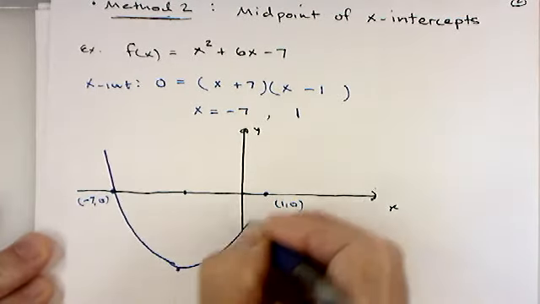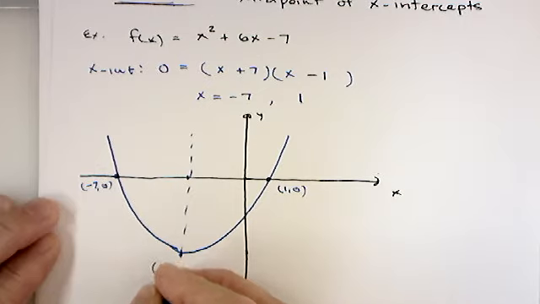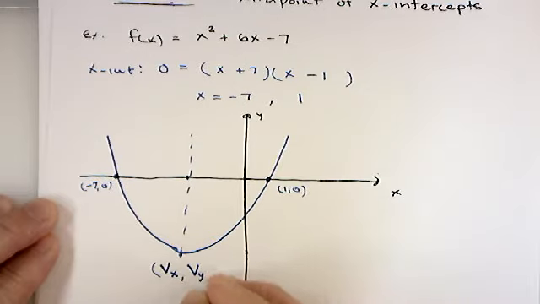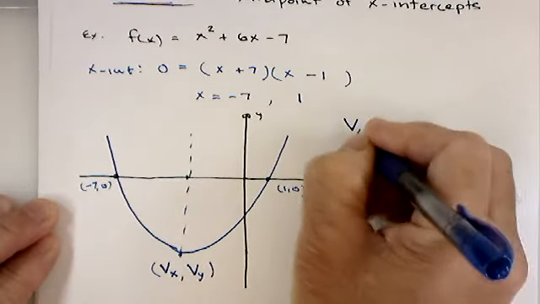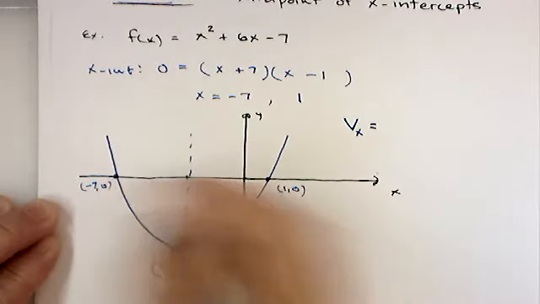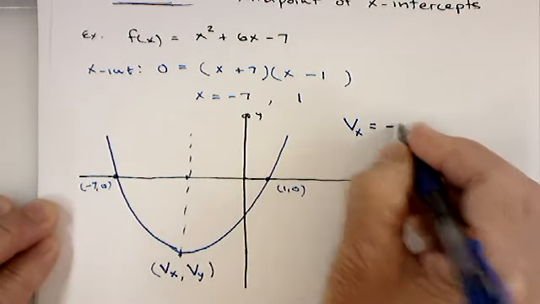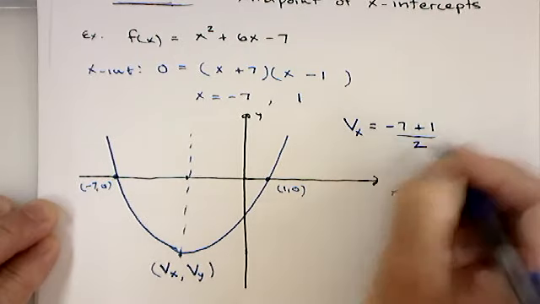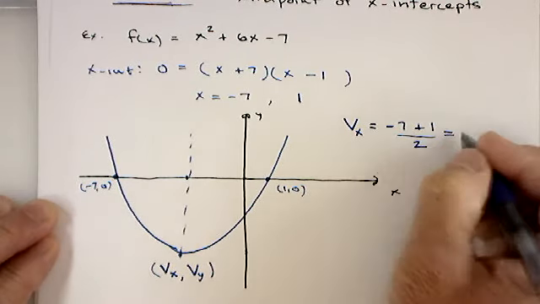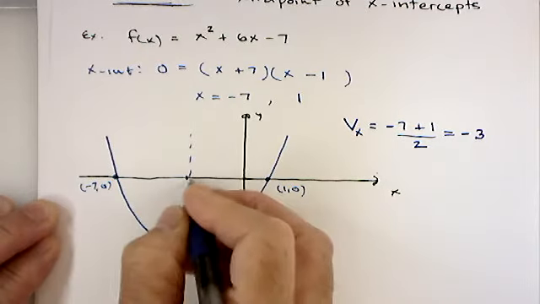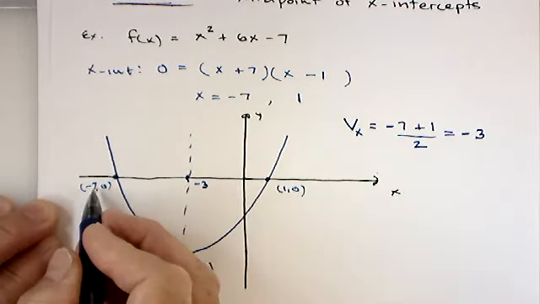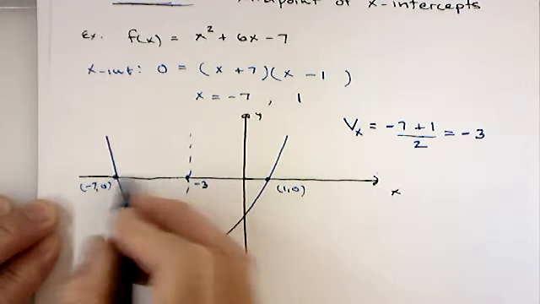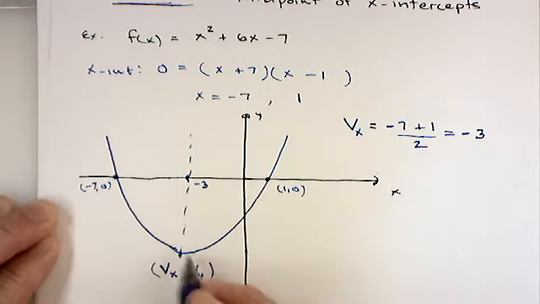Now, this is only going to tell me the x coordinate of the vertex. So the notation we're going to use here is the vertex has an x coordinate, which I'm going to call v sub x, and it has a y coordinate, which I'm going to call v sub y. V sub x is right in the middle between my two x-intercepts, so I'm going to add them together and divide by 2. That's negative 6 divided by 2 gives me negative 3. Some of you probably could have figured out that halfway between negative 7 and 1 is negative 3 because it's 4 units this way, 4 units this way. So I now know my x coordinate of my vertex.